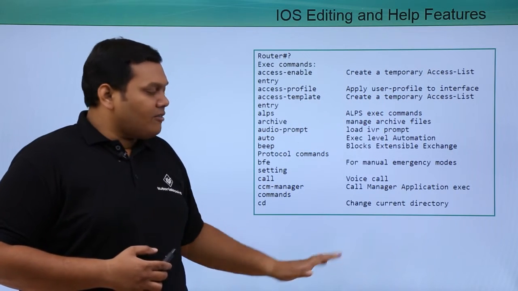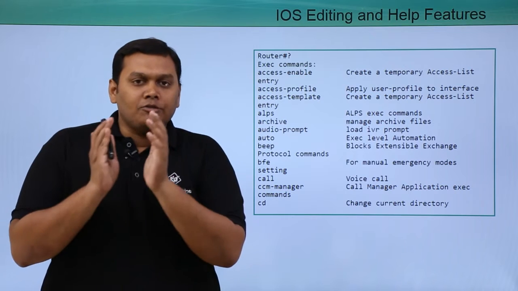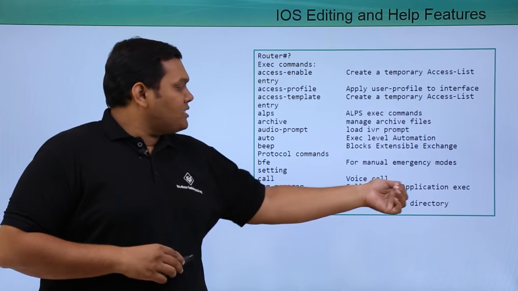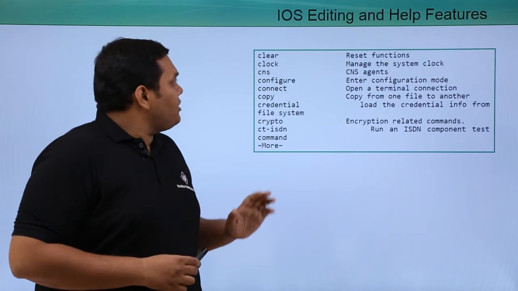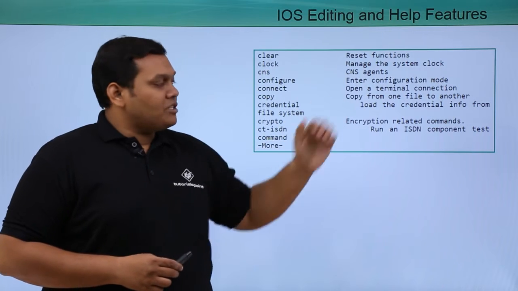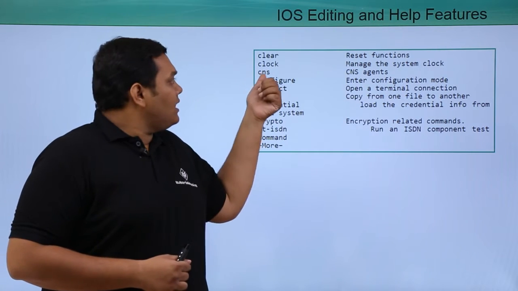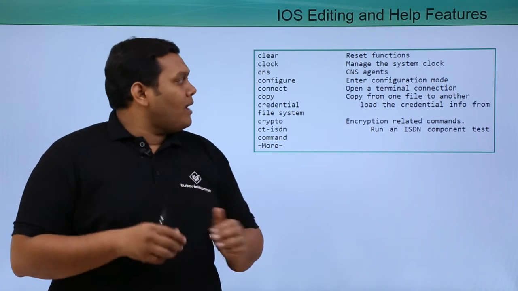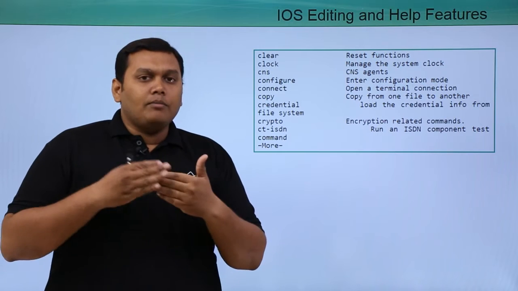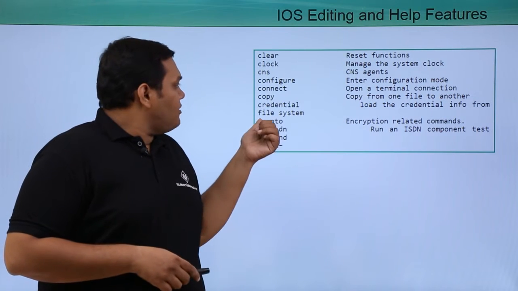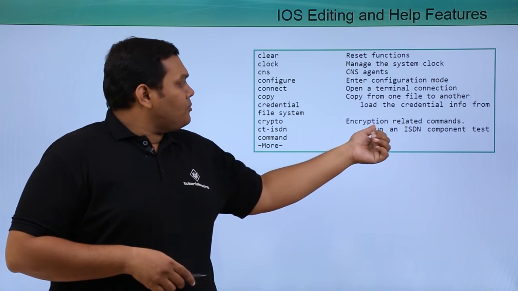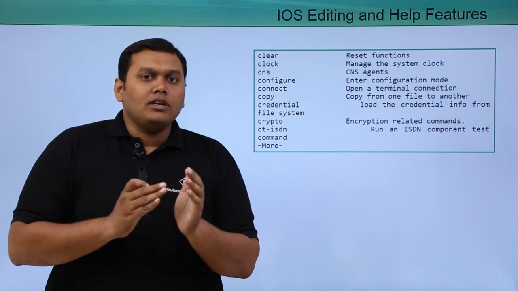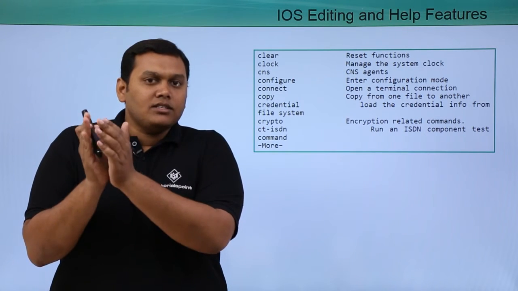These are the help features available in the CLI mode, so that you will get information about what is what and what can be used, for example the CCM manager, call manager application executable, and so on. Coming to clearing and reset functions, if you type in the command clear, it will reset the function. In the same way, when you type the command clock, it will manage the system clock and match it with the device clock. In the same way, file system: file system and encryption related commands are also used here. These commands are very useful for us when typing and configuring the devices and their components.